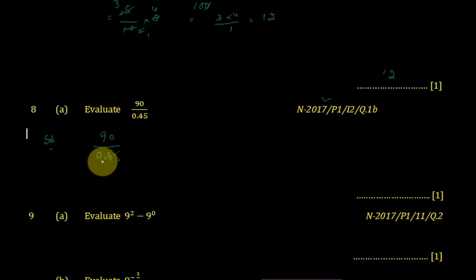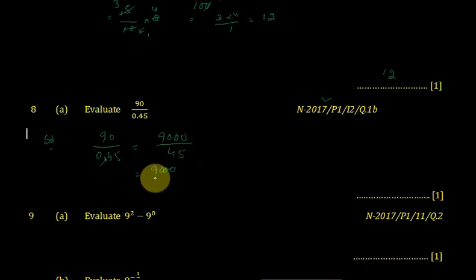After the point, there is a decimal only in the denominator, none in the numerator. So how many numbers are in the denominator after the decimal? There are 2 numbers. So we can just put 2 zeros after the 90, and we remove the decimal. After the decimal there were 2 numbers, so we put 2 zeros on the numerator and remove the decimal here. So it becomes 9,000 divided by 45. So we can simplify it.